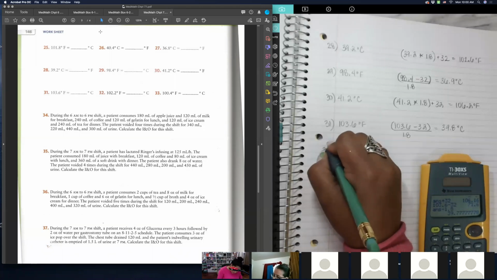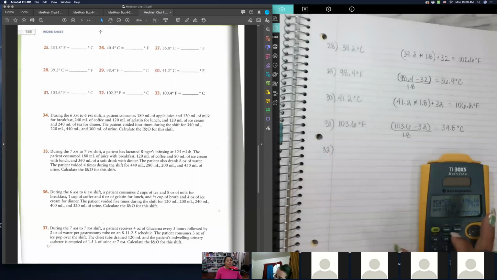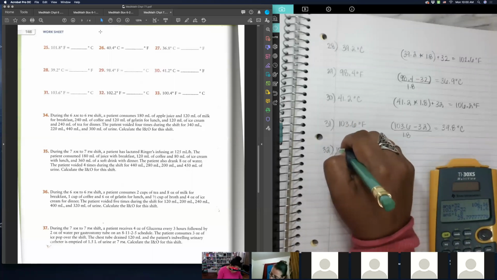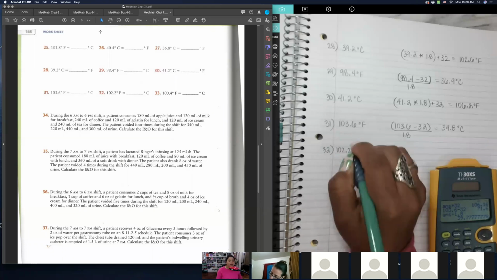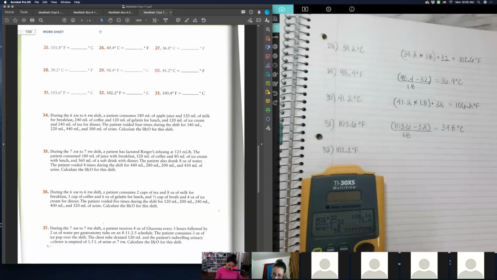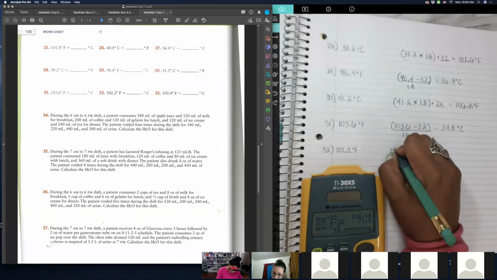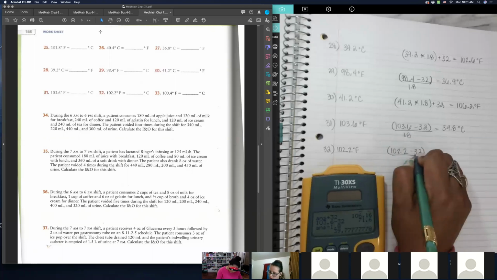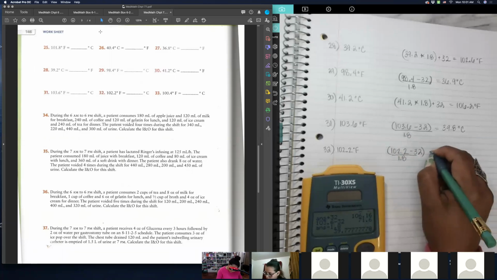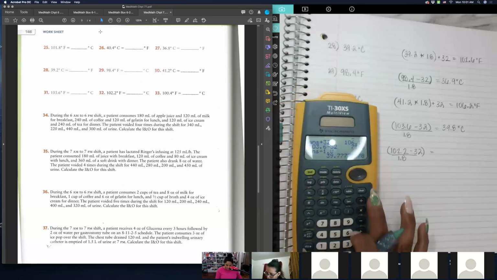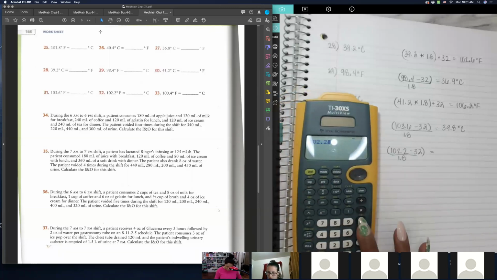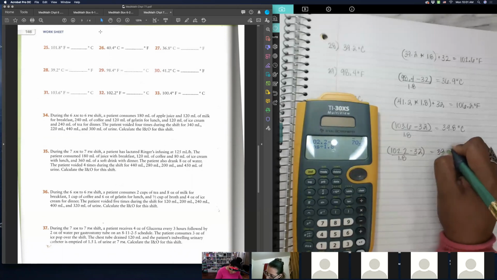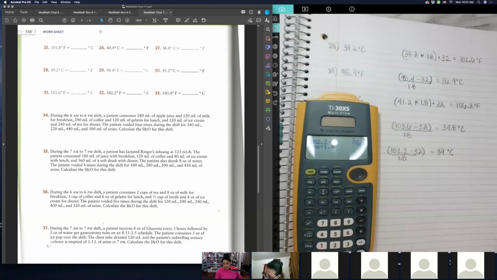Okay, 32 is 102.2 degrees Fahrenheit. Okay, so again, we take 102.2 minus 32, then divide it by 1.8. So 102.2 minus 32, and then divide. It's going to give us 39 degrees Celsius exactly.